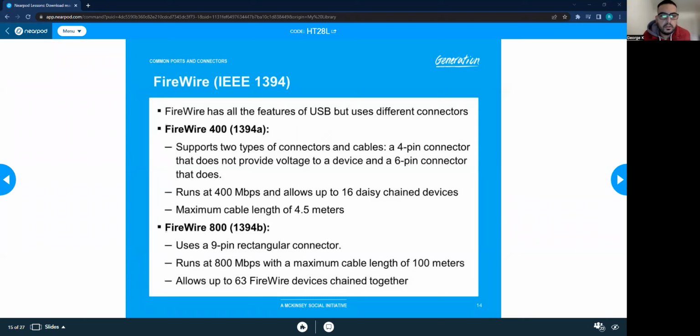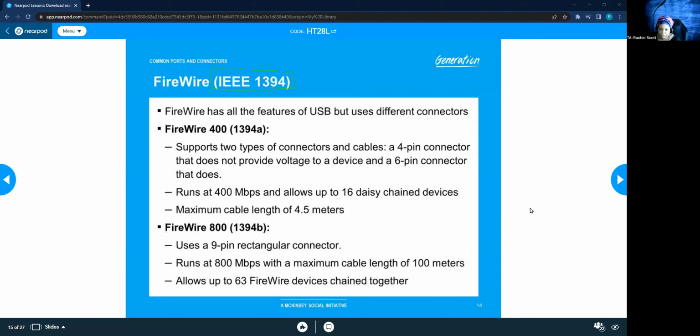FireWire 400, 1394a, supports 2 types of connectors and cables, a 4-pin connector that does not provide voltage to a device and a 6-pin connector that does. It also runs at 400 megabits per second and allows up to 16 daisy chain devices. Maximum cable length is 4.5 meters. FireWire 800, 1394b, uses a 9-pin rectangular connector, runs at 800 megabits per second with a maximum cable length of 100 meters, and allows up to 63 FireWire devices chained together.